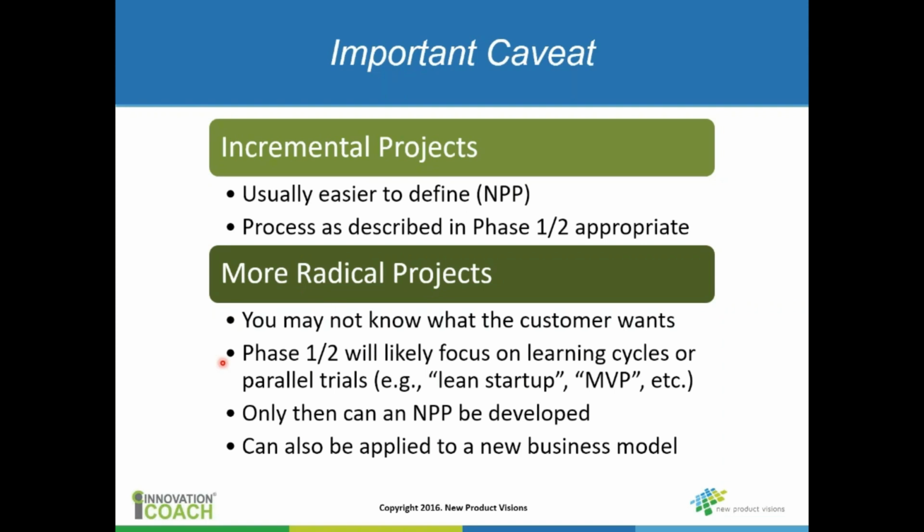And so you might really be in phase 1 and phase 2 focusing on this concept of using the learning cycles or parallel trials in order to figure out what exactly you need to develop. That's really the whole basis of the lean startup movement, the concept of the minimal viable product, to get something out and test it with customers. So you've got to think about that.